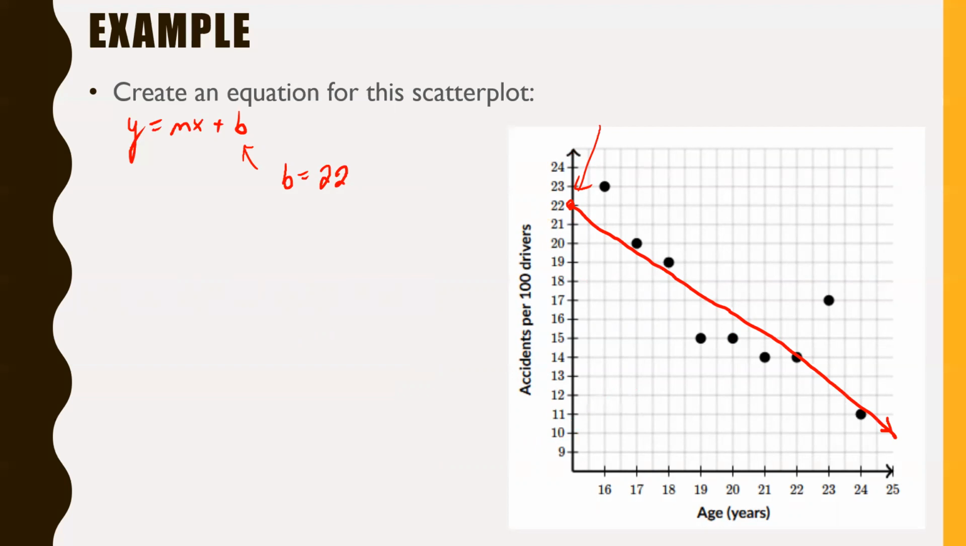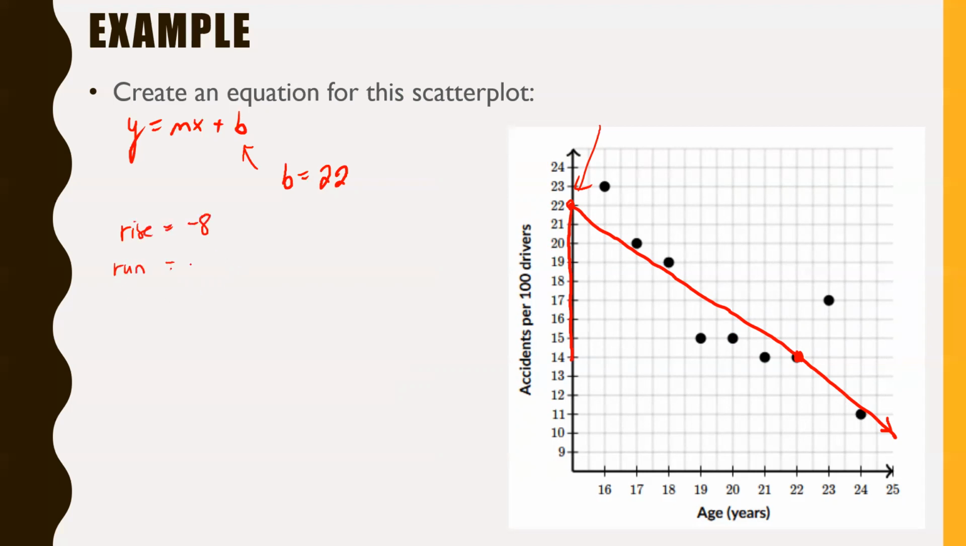Now the next thing we need is m. M is our rise over our run. Try to find some points that are pretty clear. This point right here looks pretty clear, and I think I went right through it. So let's find our rise there. So we're actually going down. So we went from 22 down to this point, which is 14. So we went from 22 to 14. That means we went down by 8. So our rise is -8.